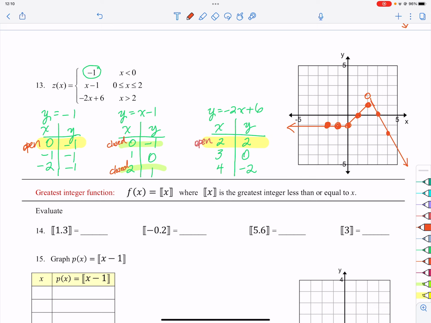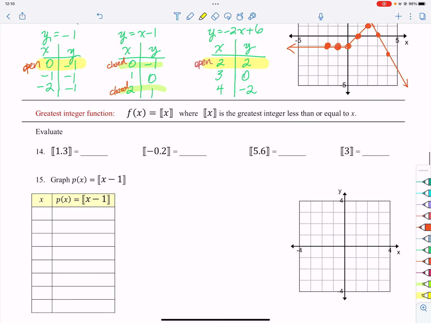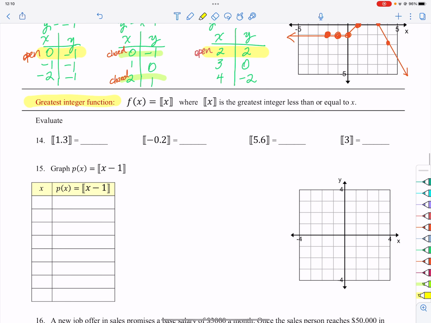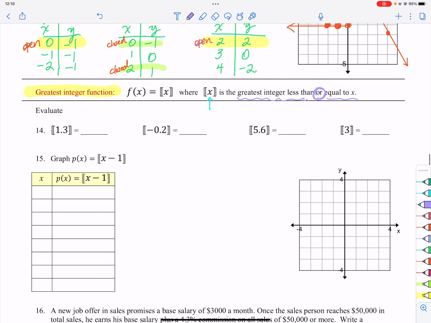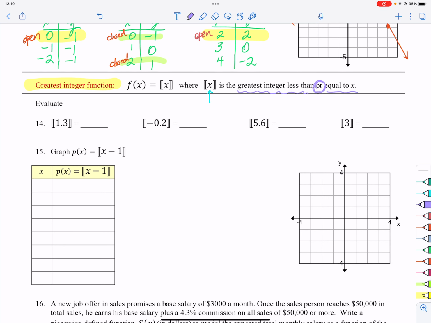Okay. Now let's introduce the greatest integer function. And actually, we can use this on our calculator, but I think it's really important that we try this by hand. Basically, whatever the x value that is your input, we are going to try to find the greatest integer that is less than or equal to that x value. So let's go ahead and take a look at this first one.